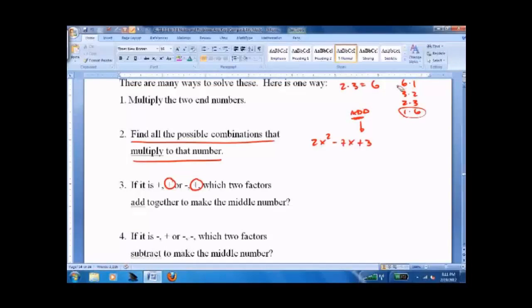So you can use either one. And some people like using one, some people like using the other. Now, they've got to add up to negative 7x. So you're going to go with negative 6x plus negative 1x. And that's all you're doing is rewriting the middle for this step.